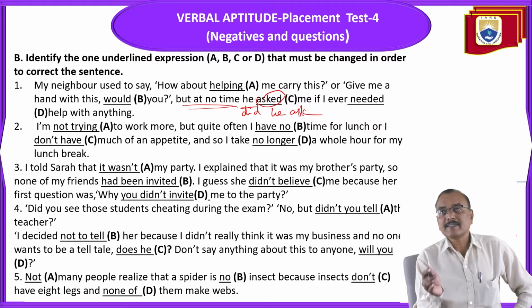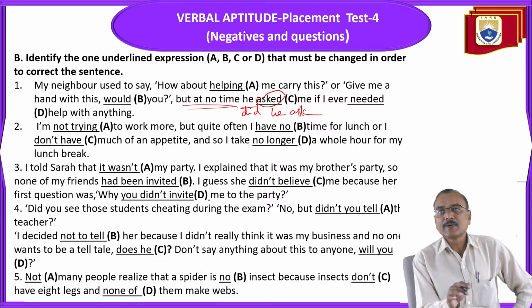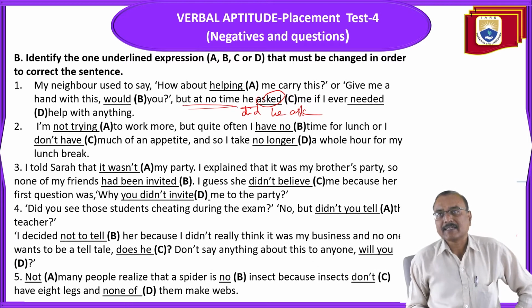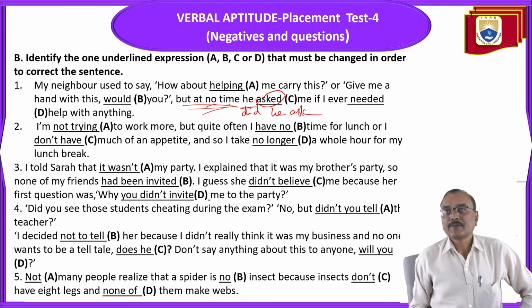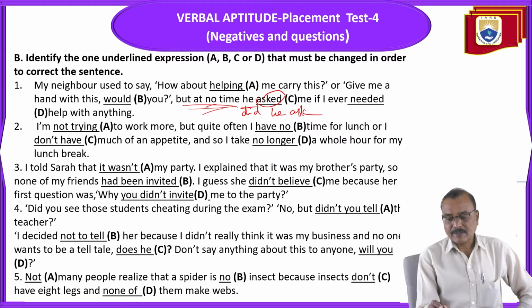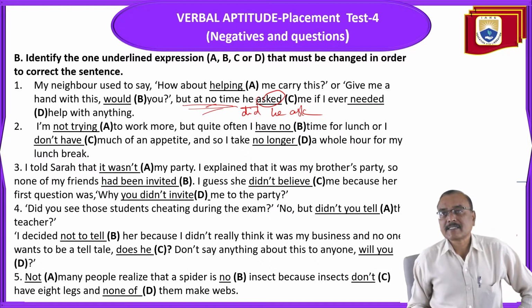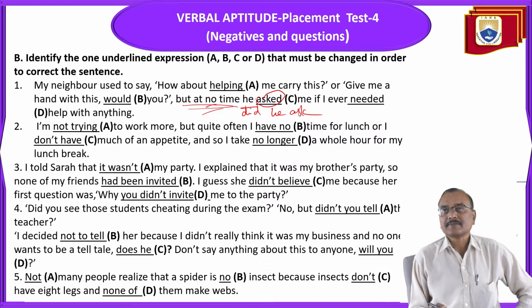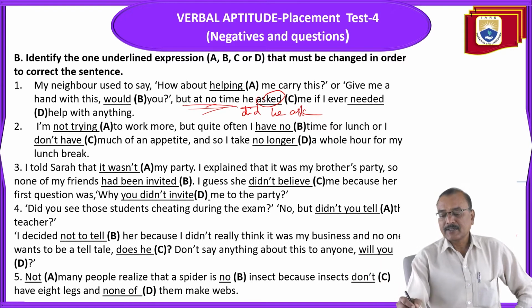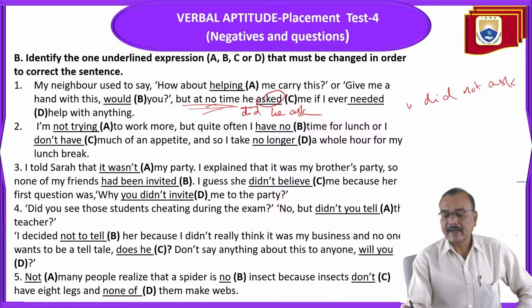Because when the sentence begins with negation, like no time, not, like that. Is it clear? Before the subject here, if the negation comes like no. So here it should be, did he ask? Generally, what is the negative sentence? He did not ask me. He did not. So did not ask. Okay. He did not ask me.